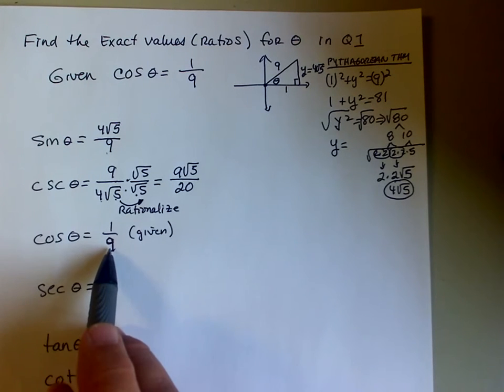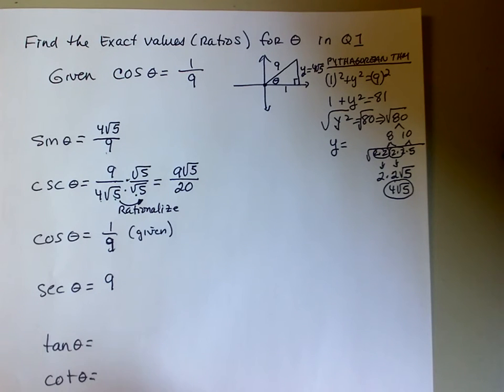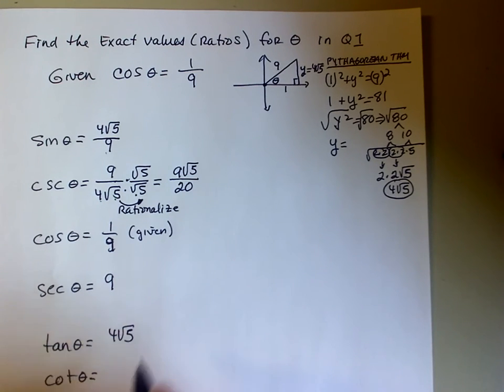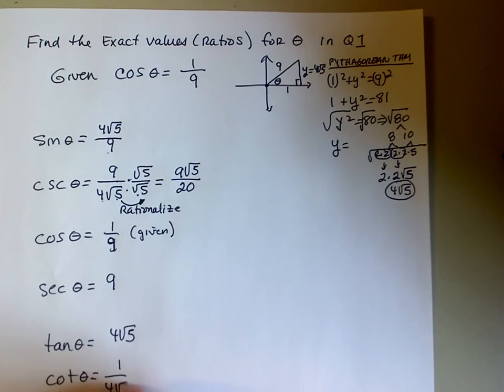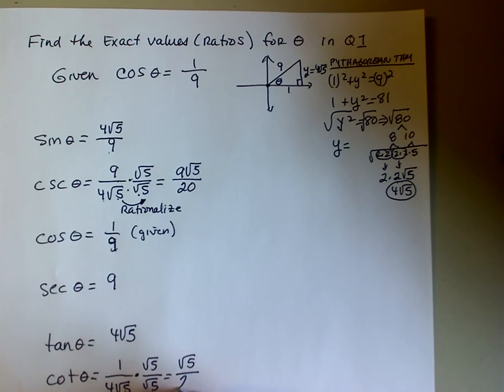The next trig ratio we will find is the secant using the given cosine of theta, which is 9 over 1, or just simply 9. Our tangent function is the opposite to the adjacent side, so that would be 4 radical 5 over 1, or just 4 radical 5. And the cotangent, the reciprocal function, is 1 over 4 radical 5. And again, rationalizing the denominator, we get radical 5 over 20.